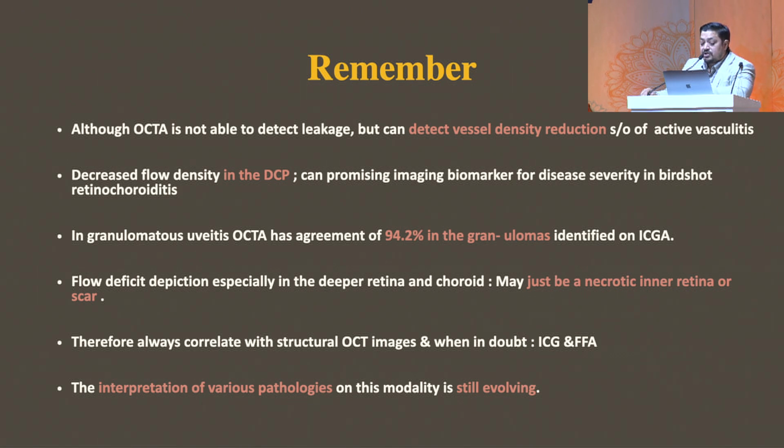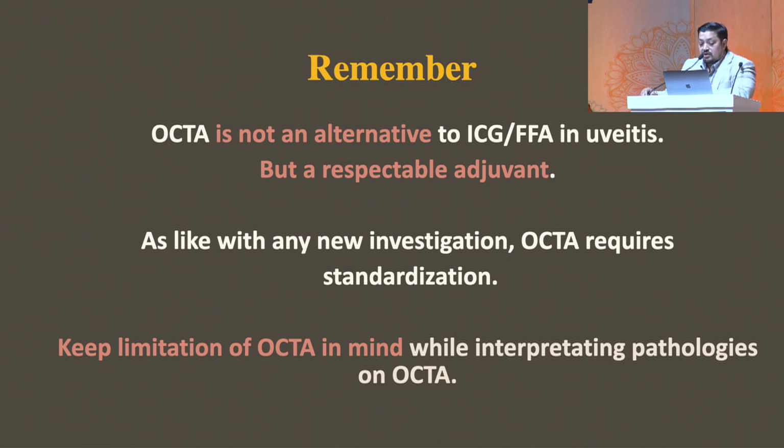Flow deficit depiction, especially in the deeper chorioretina, may not be a flowoid area, rather a necrotic retina with no detectable flow. Therefore, always correlate the structural OCTs with the NFAS OCT as has been discussed before. And the interpretation of the various pathologies in uveitis is still evolving. So lastly, OCTA is not an alternative to an ICG or FFA in uveitis, but a respectable adjuvant. As with any new investigation, OCTA requires standardization. Keep the limitations of OCTA in mind while interpreting the pathologies on OCTA.